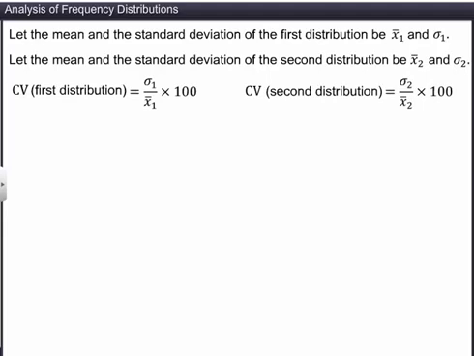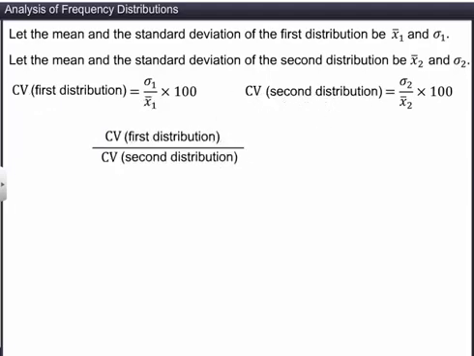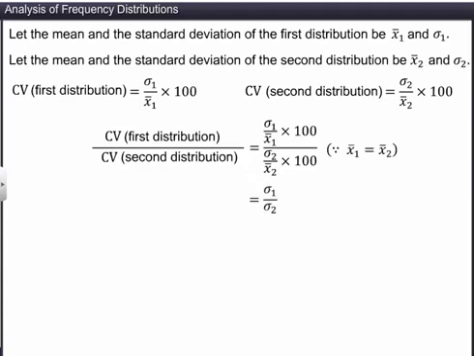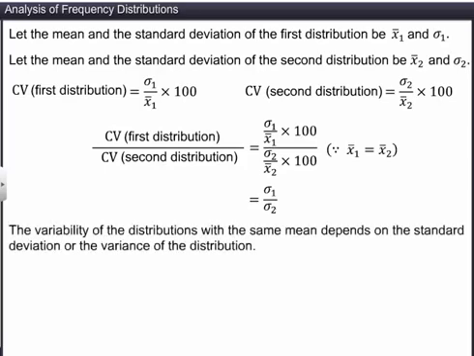Now, let's take the ratio of the coefficients of variation. We know that the means of the distributions are equal. We get the ratio as sigma 1 divided by sigma 2. This implies that the variability of the distributions with the same mean depends on the standard deviation or the variance of the distribution.